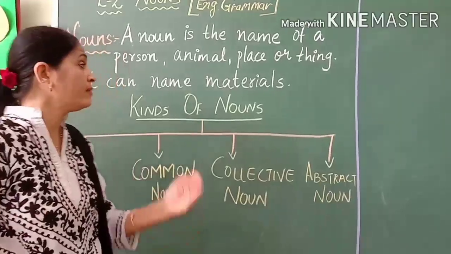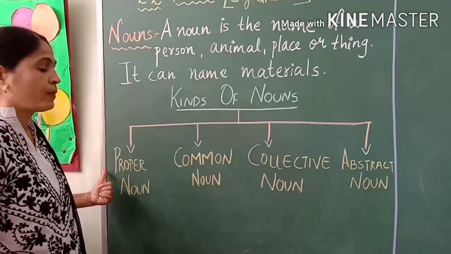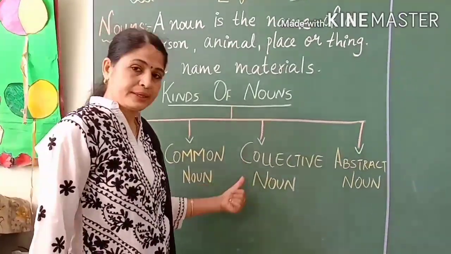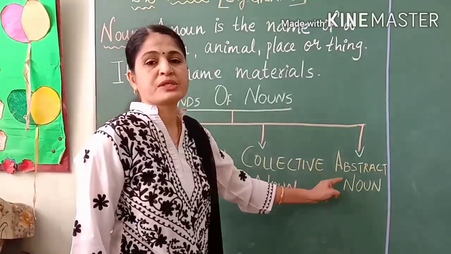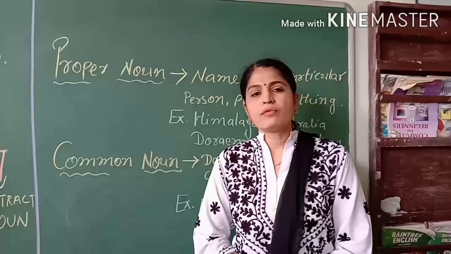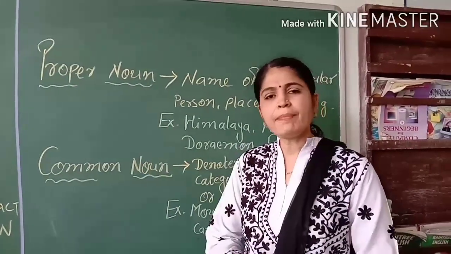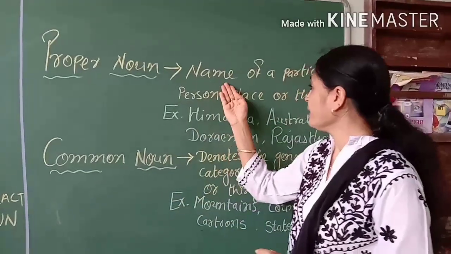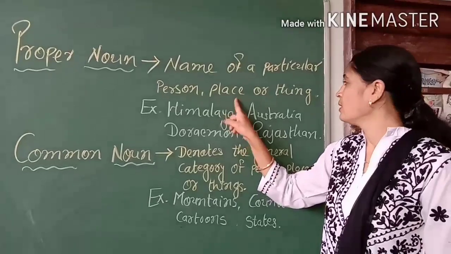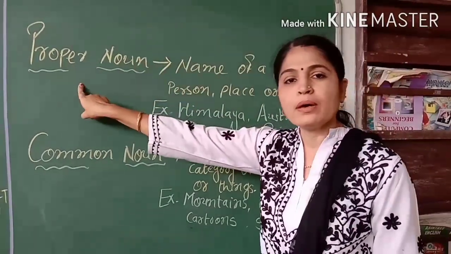Here in this chapter we will study 4 kinds of noun: proper noun, common noun, collective noun and abstract noun. Let's start with the types of noun. First is the proper noun. Simple one. It is the name of a particular person, place or thing. That is known as the proper noun.